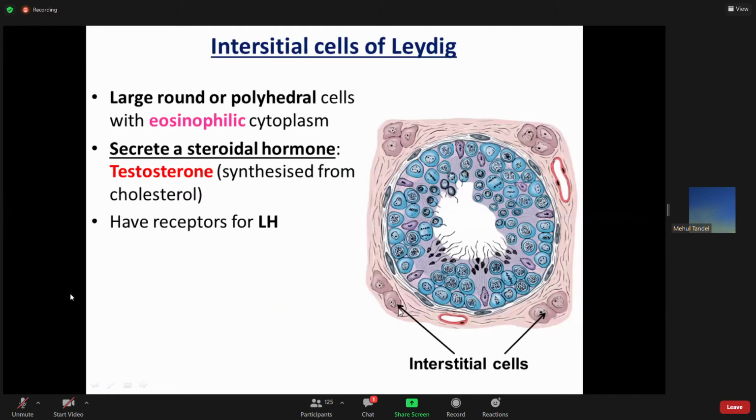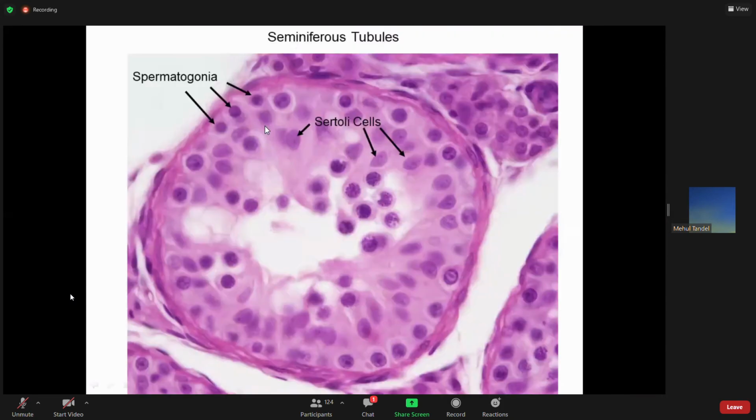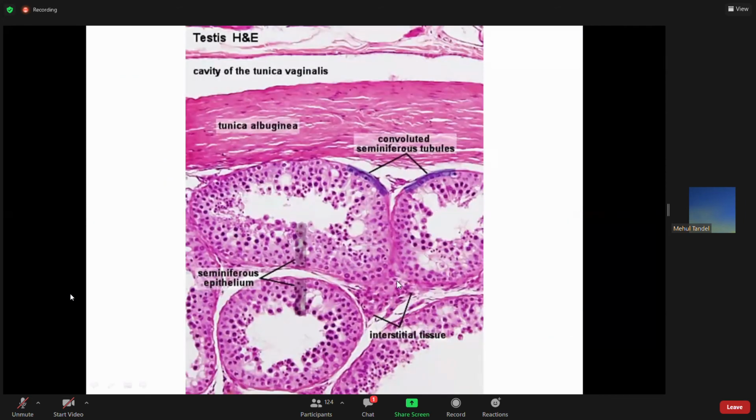They will be seen in the periphery. Let me show you here. See here, pink stained cells in between the seminiferous tubules. Mostly they are present in groups. Here also they are visible. These are interstitial cells of Leydig, outside the seminiferous tubule.